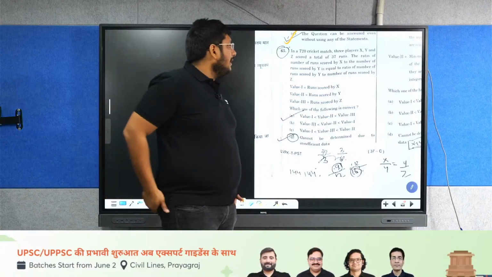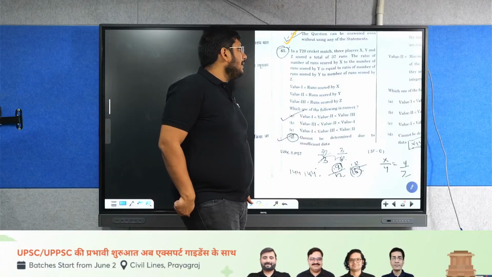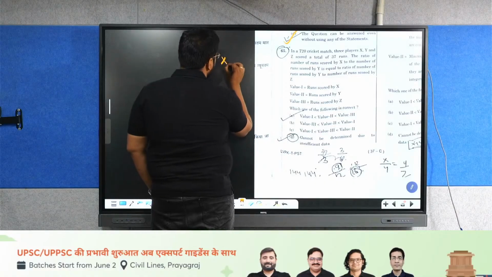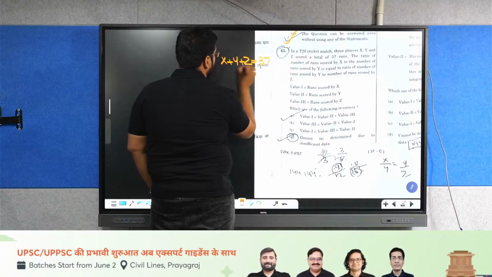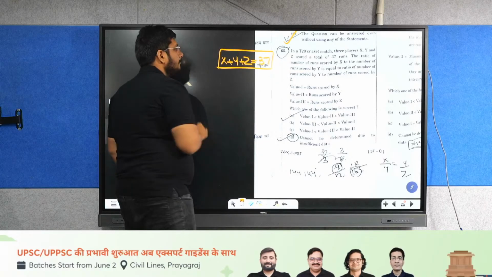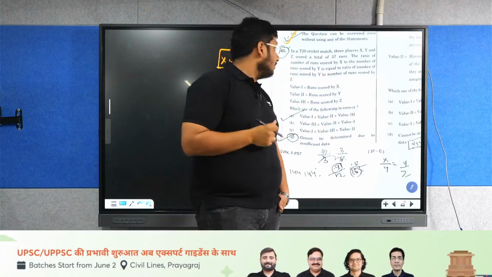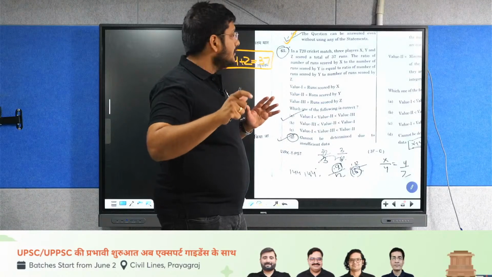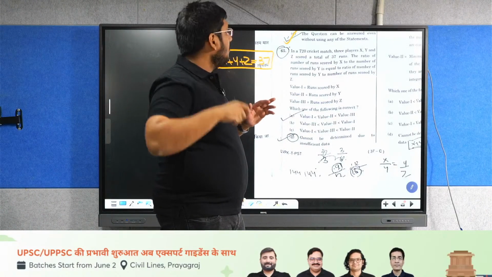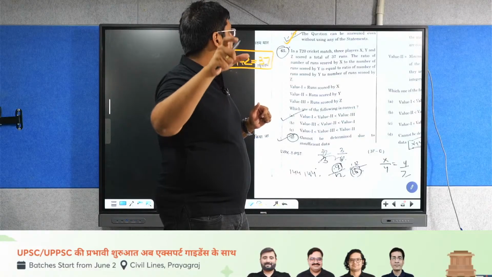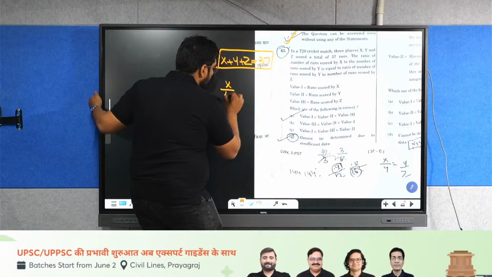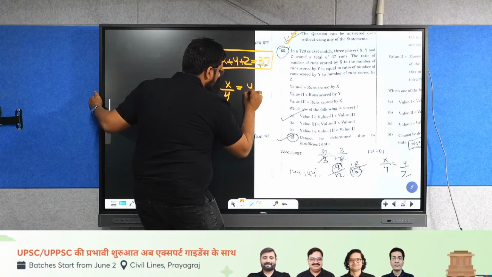In a T20 match, 3 players X, Y and Z scored a total of 37 runs. That is X plus Y plus Z is equal to 37. How many runs? 37 runs. The ratio of the number of runs scored by X to the number of runs scored by Y is equal to the ratio of the number of runs scored by Y to the number of runs scored by Z. That is x by y is equal to y by z.